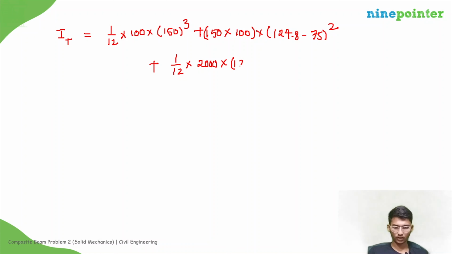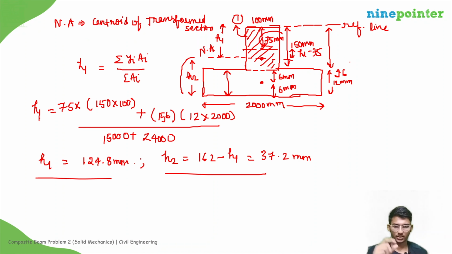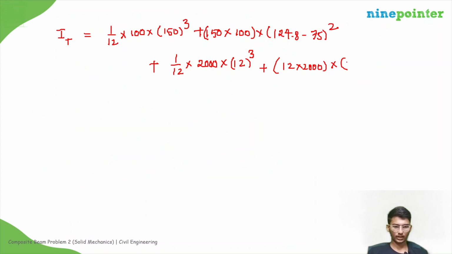So that will be 12 whole cube plus, this is about center of mass. We need to shift to the neutral axis. So into area 12 into 2000 into the height, the distance will be from the center of mass. We need to measure from center of mass. So this is 6, and so we can write this as h2 minus 6, right? So that will be 37.2 minus 6 whole square.